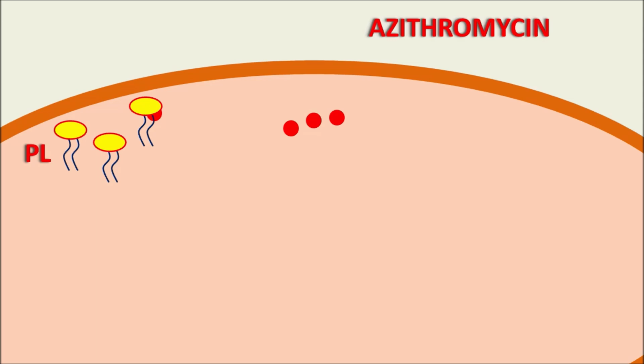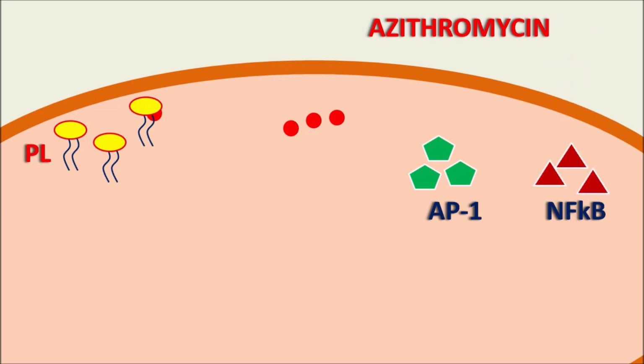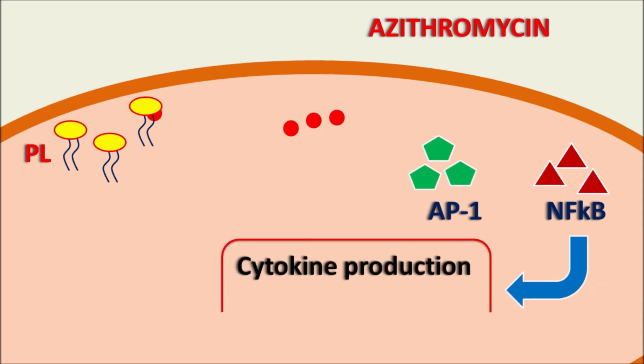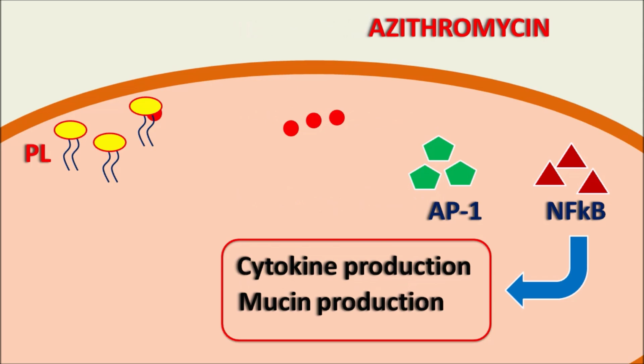Similarly, this drug can also act on a few of the immune mediators like AP1, activator protein 1, and NFKB, nuclear factor kappa B. These mediators are responsible for gene transcription, and they produce genes which increase the cytokine production as well as mucin production.